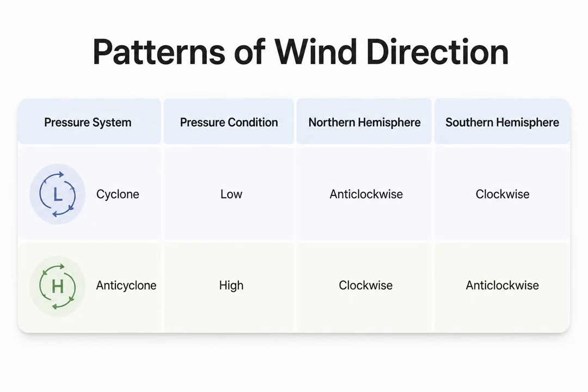When we put all these forces together, we get distinct patterns of wind circulation. In a cyclone, which is a low-pressure system, the winds spiral inward. Due to the Coriolis deflection, they spin anti-clockwise in the northern hemisphere and clockwise in the southern hemisphere. In an anticyclone, a high-pressure system, air flows outward, spinning clockwise in the north and anti-clockwise in the south.